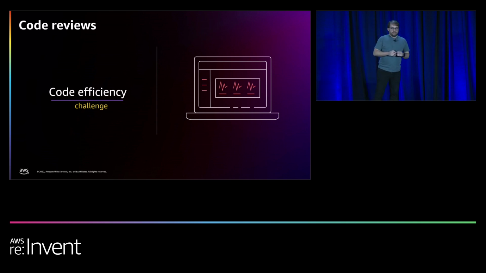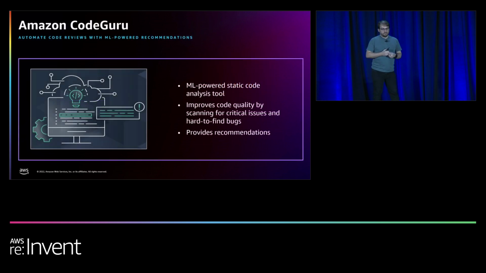Another challenge when doing code reviews is to find performance bottlenecks in applications. And ideally, you want to evaluate the performance of your applications as early as possible in the development lifecycle, because it can reduce the customer escalations you may have, but also potentially reduce the overall operational costs. To help you with those challenges, Amazon CodeGuru comes into play.